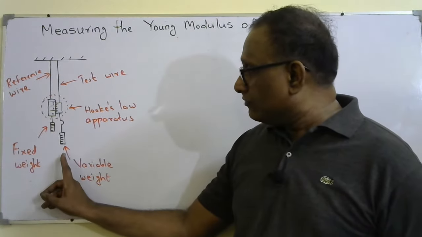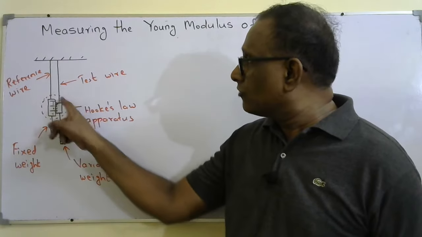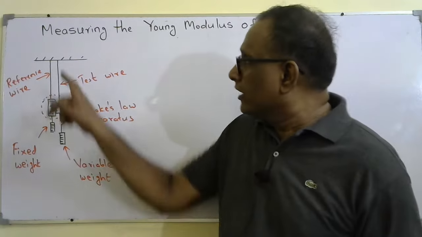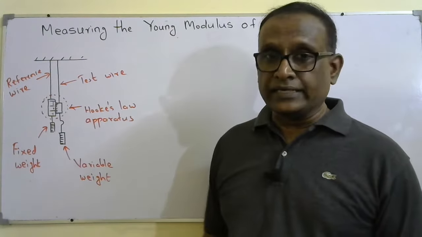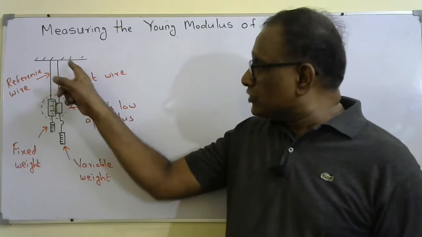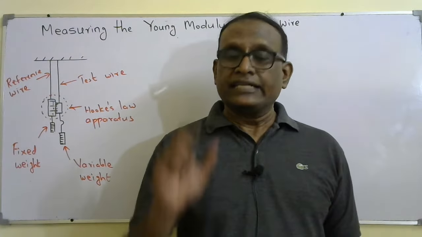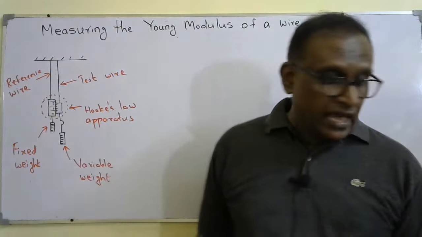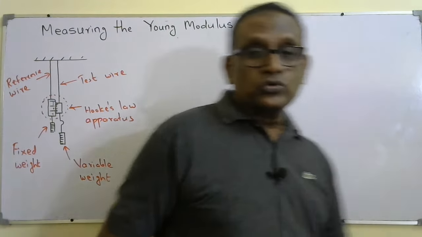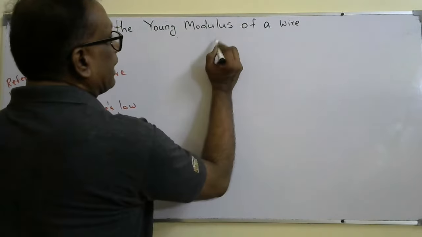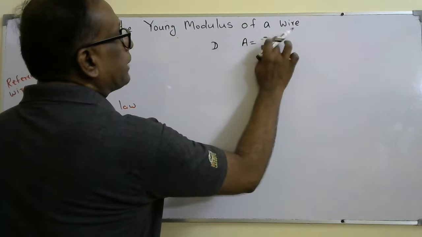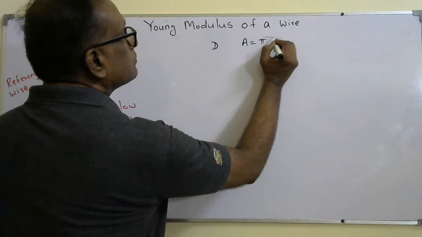as I described earlier. The steps are exactly the same. We should measure the length of the test wire without any force. We should measure the diameter of the test wire at different points at different orientations by using a micrometer screw gauge. Find the average diameter. So you can find the average area by using A equals pi into (D by 2) squared. Also, you know the initial length of the test wire, X.